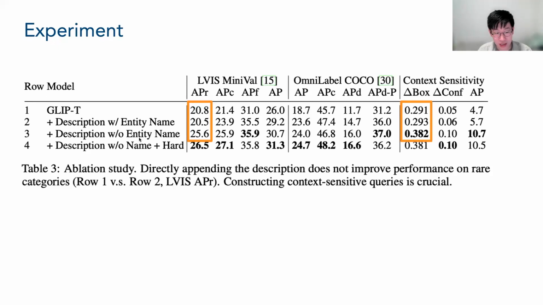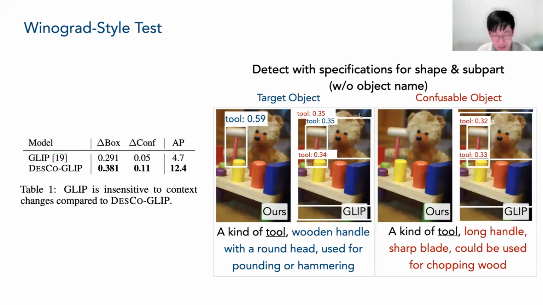But now, once with that context sensitivity augmentation, you can see a very evident jump. We also make the pre-training task an evaluation task, where you give the model very confusing queries that have the same general entity type but differ in their description, and you ask your model to distinguish them. Very interestingly, GLIP is very insensitive to these context changes.